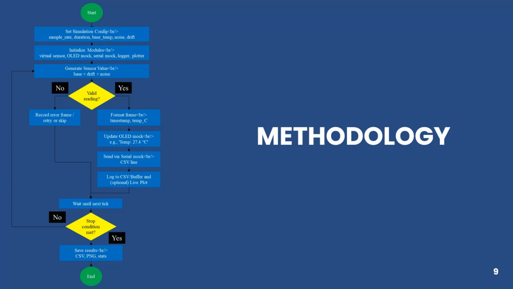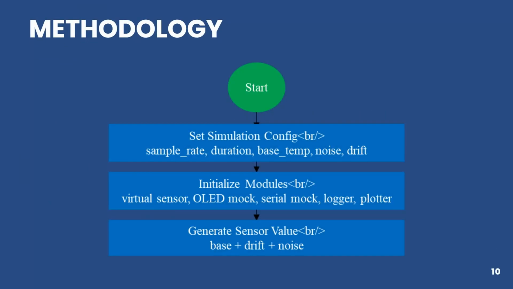Meteorology. This is the simulation flowchart. It will start, then go to the set simulation config. Later it will initialize the model, then it will generate the sensor value.